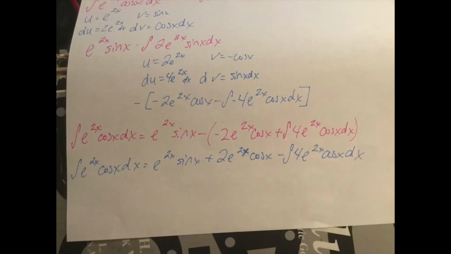So you have to make sure all the negatives are distributed, and then I have my original function, which was the integral of e to the 2x cosine x dx, and then I find that on the far right side, and then I combine like terms.